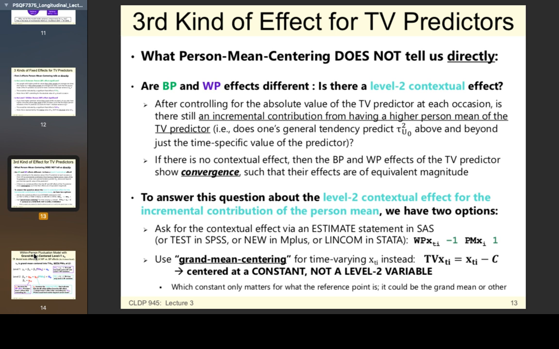Where does the word contextual come from? That's what I was just going to ask. Sorry to interrupt you. It comes from its use in cluster data, where the contextual effect is the incremental effect between groups above and beyond the effect within groups of the individual. Exactly, the context of the group causes certain things to happen.